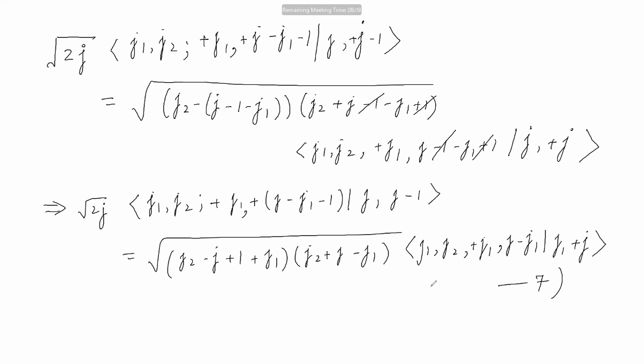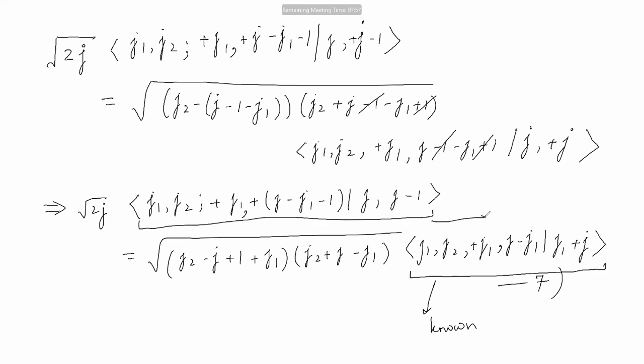Meaning by that, if I know this guy, if this is known, then with this formalism I will be able to predict this Clebsch-Gordon coefficient. I will give you a few examples of what I am doing. If I know this, then I will be able to tell you, by using the values for j, j1 and j2, what this Clebsch-Gordon coefficient will be.